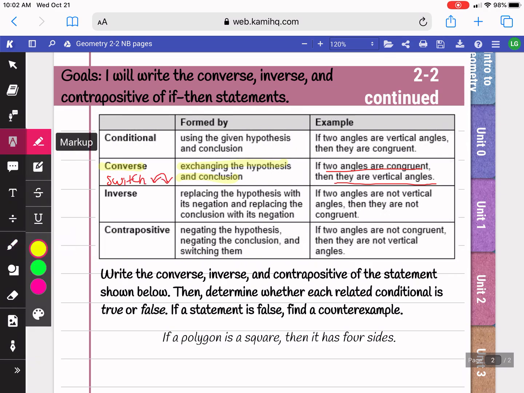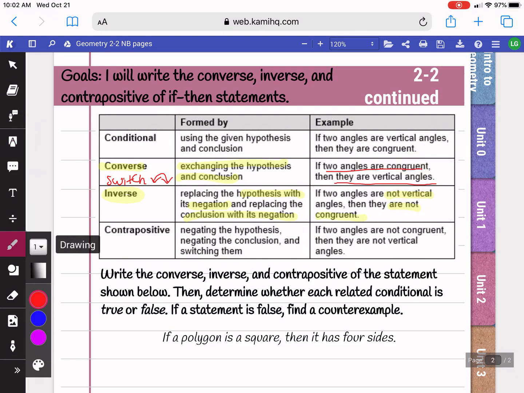To find an inverse statement, you're going to leave it in the same order. So hypothesis stays hypothesis, conclusion stays conclusion, but you're going to give the negation or the not. So instead of saying two angles are vertical, you would say two angles are not vertical. Instead of saying then they are congruent, you would say they are not congruent. So you leave everything in the same order, but then you use the word not or the negation.